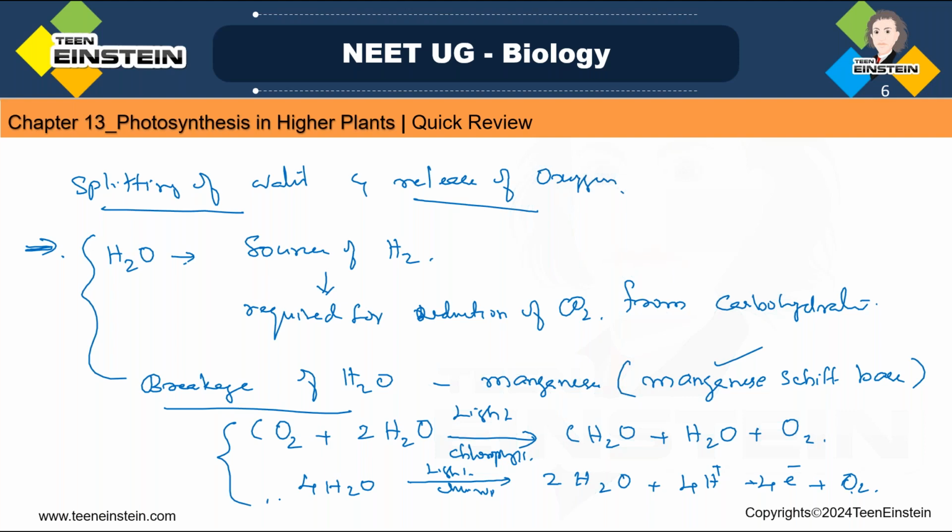So here you are getting several questions. Water is the source of hydrogen, and what is the role of hydrogen? For the reduction of carbon dioxide, and that forms the carbohydrate. So the breakage of water is catalyzed by which ion? Manganese, and that is in the form of manganese Schiff base. Okay, and these two reactions you need to keep in mind.